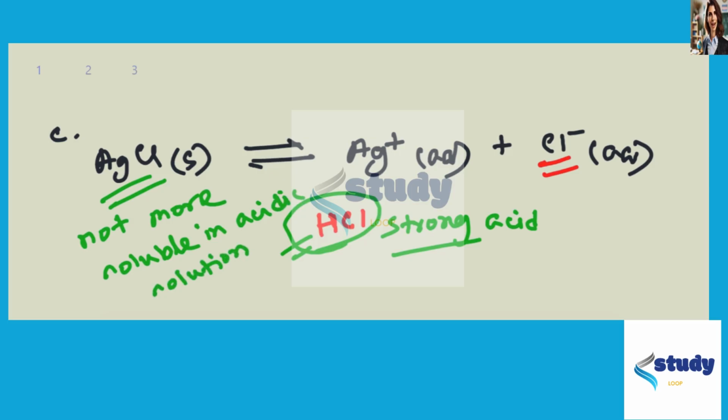So the compounds which will form a strong acid with interaction of an acid will not be more soluble in acidic solution. Instead, they will be more soluble in the pure aqueous solution.